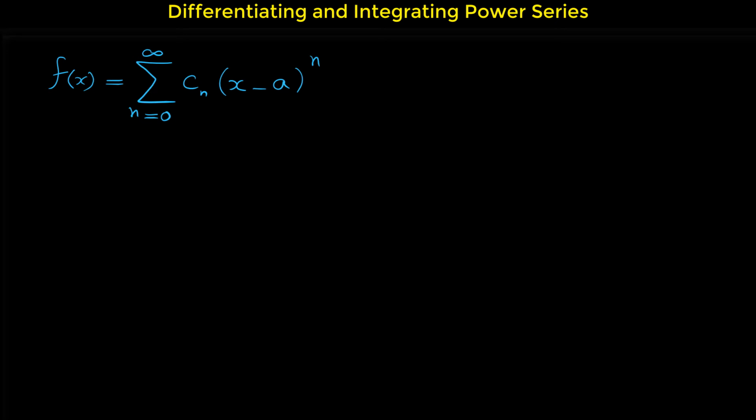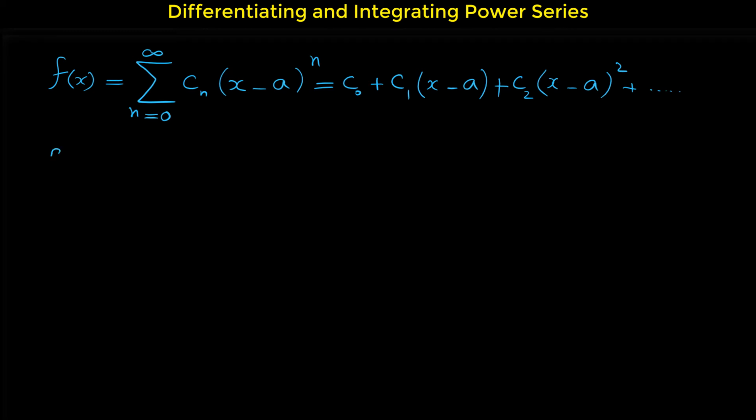The open form of this power series is c sub 0 plus c sub 1 times (x minus a), plus c sub 2 times (x minus a) squared, and so on. We can find the derivative and integral of the function f of x by differentiating or integrating each term of this power series.